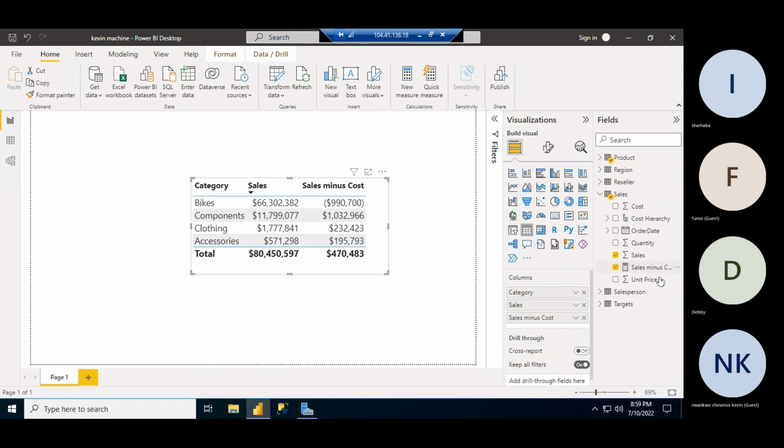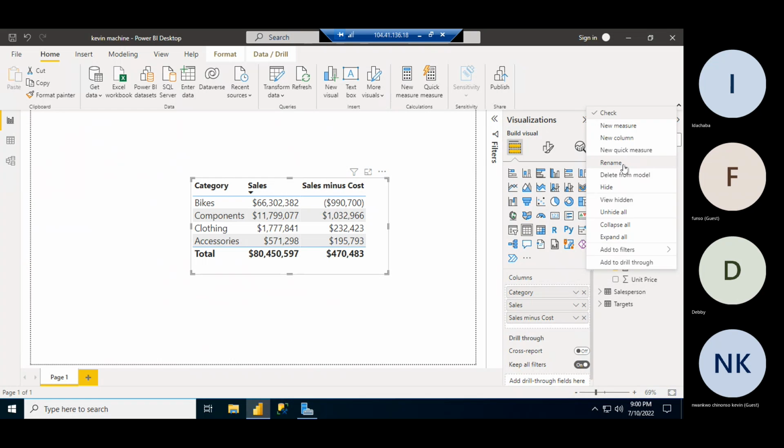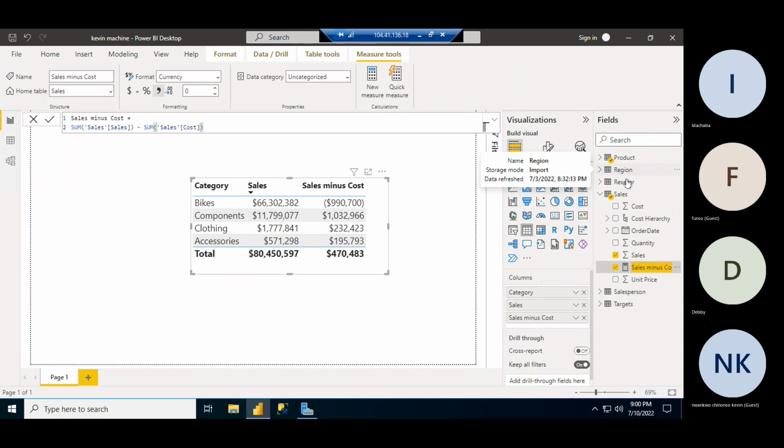See, this is what I did. There's a tiny three dots by the side here that says more options. So you click on it, it says rename. Do you notice that the moment I say rename, it opened this. This place is the DAX, your data analysis expressions. Look at it. It says sales minus cost. That's the title, then it gives you the expression as a formula. So now I can change this from sales minus cost to, let's say, marginal profit. Marginal, then I press enter.